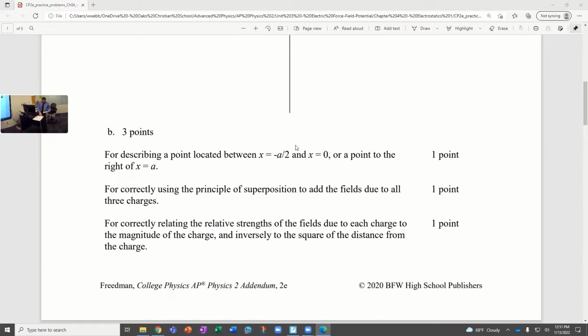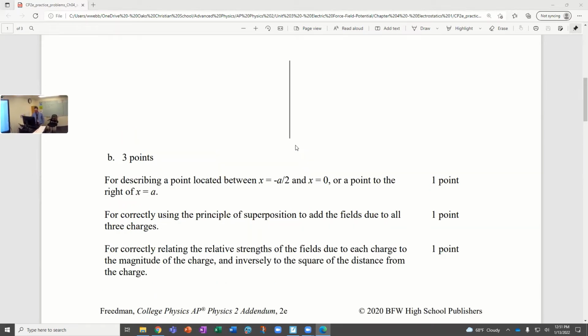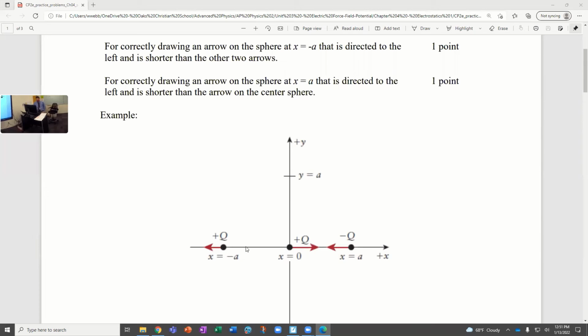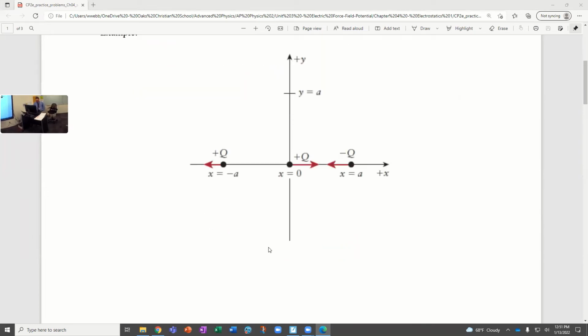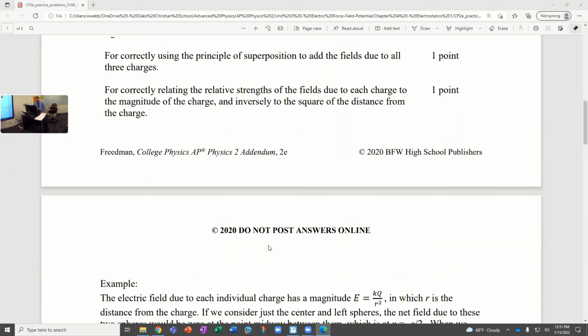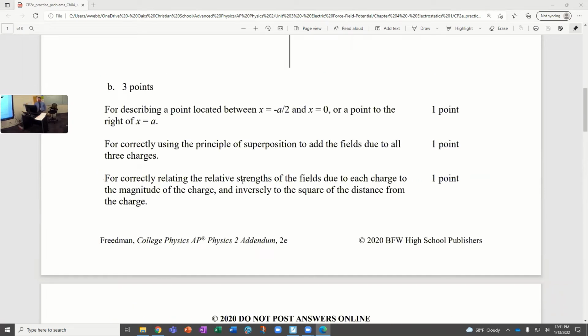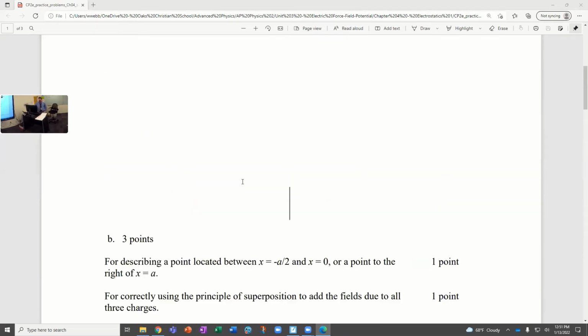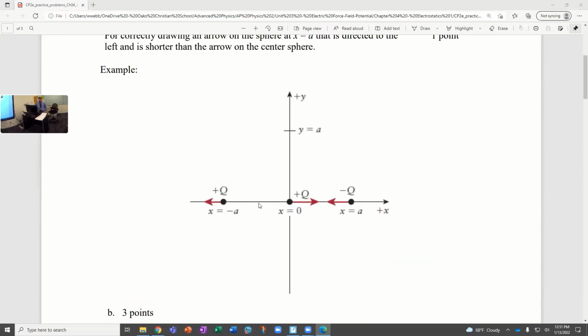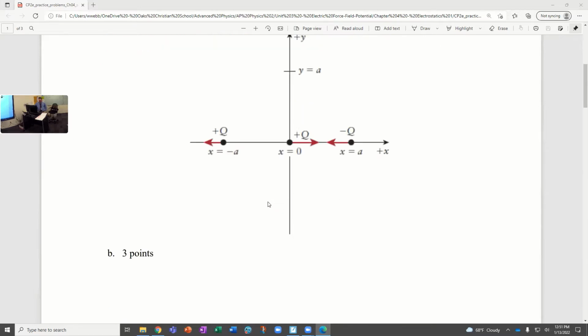Describe the approximate location where it would be 0. So it's going to be somewhere between the 0 and halfway between, so in here somewhere. And then they give some rationale, thinking through the superposition of the fields, that between the two positives is where they'll cancel. But then you've got the impact of this negative charge that's attracting them, so it's going to end up being somewhere to the right of that.